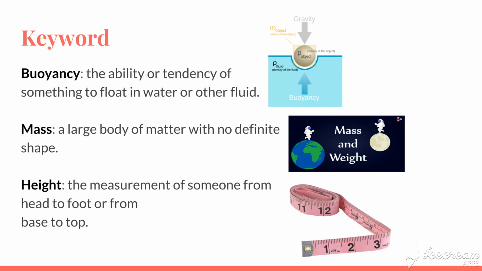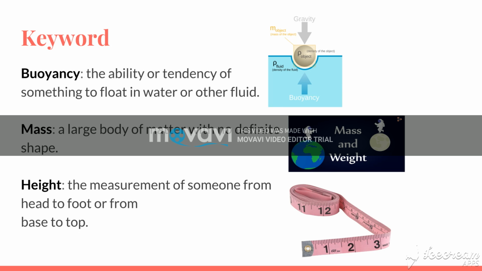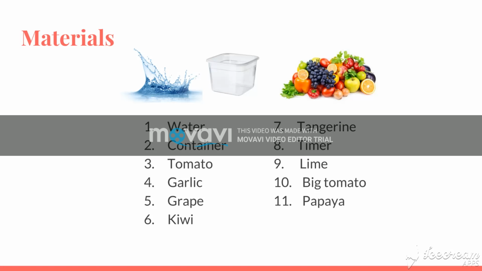Here are some keywords. Buoyancy: the ability or tendency of something to float in water or other fluids. Mass: a large body of matter with no definite shape. Height: the measurement of someone from head to foot or from base to top.